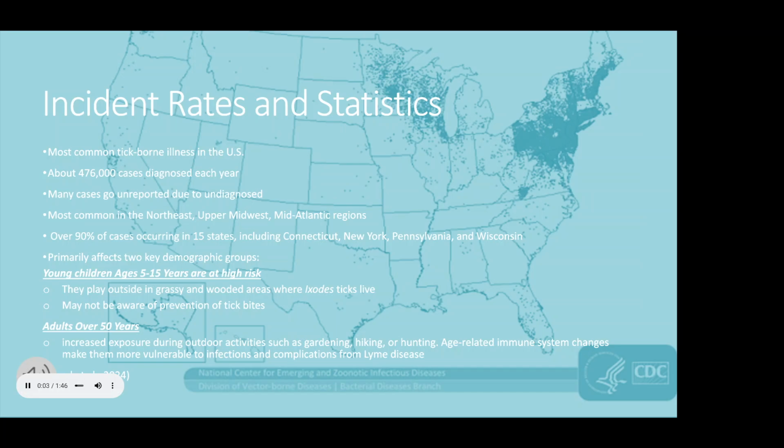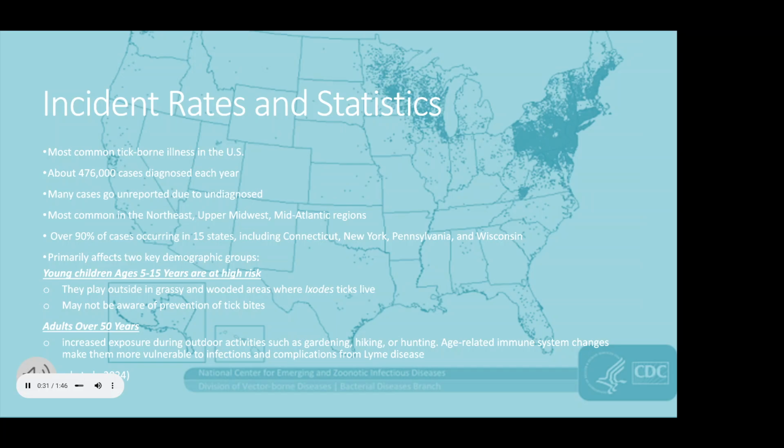So in talking about incidence rates and statistics for Lyme disease, each year about 476,000 cases of Lyme disease are diagnosed in the U.S., which makes it the most common tick-borne illness. Most cases do occur in the Northeast, Upper Midwest, and Mid-Atlantic regions, and there is a little map behind our text, and you'll see all of the dots where most of the cases are reported.